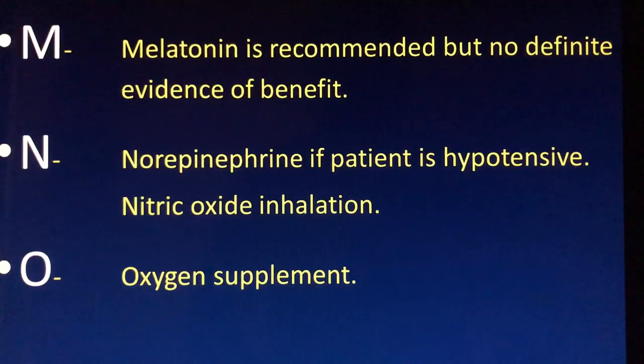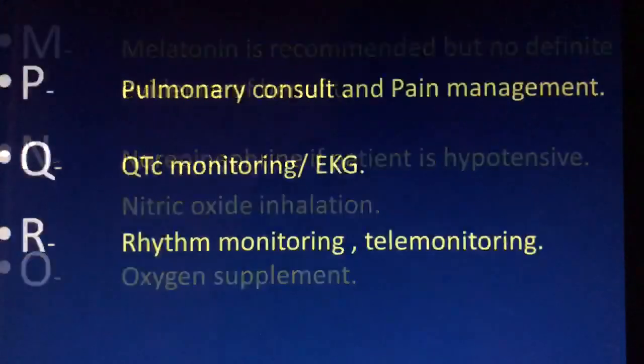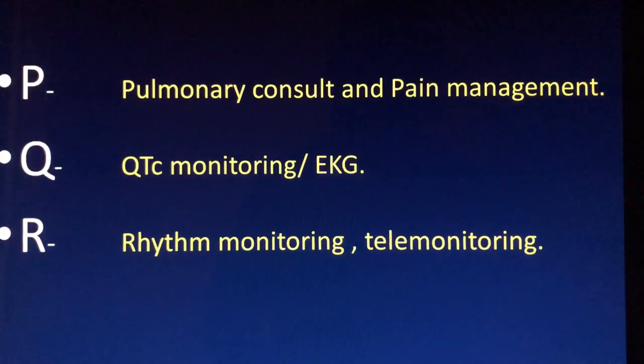M stands for melatonin and is recommended by some researchers. N stands for norepinephrine, which should be on board if the patient is hypotensive. Also, nitric oxide inhalation is being tested in various research trials to see if it's of any help in protecting lung parenchyma in COVID-19 patients. O stands for oxygen supplementation. P stands for pain management and pulmonary consult.